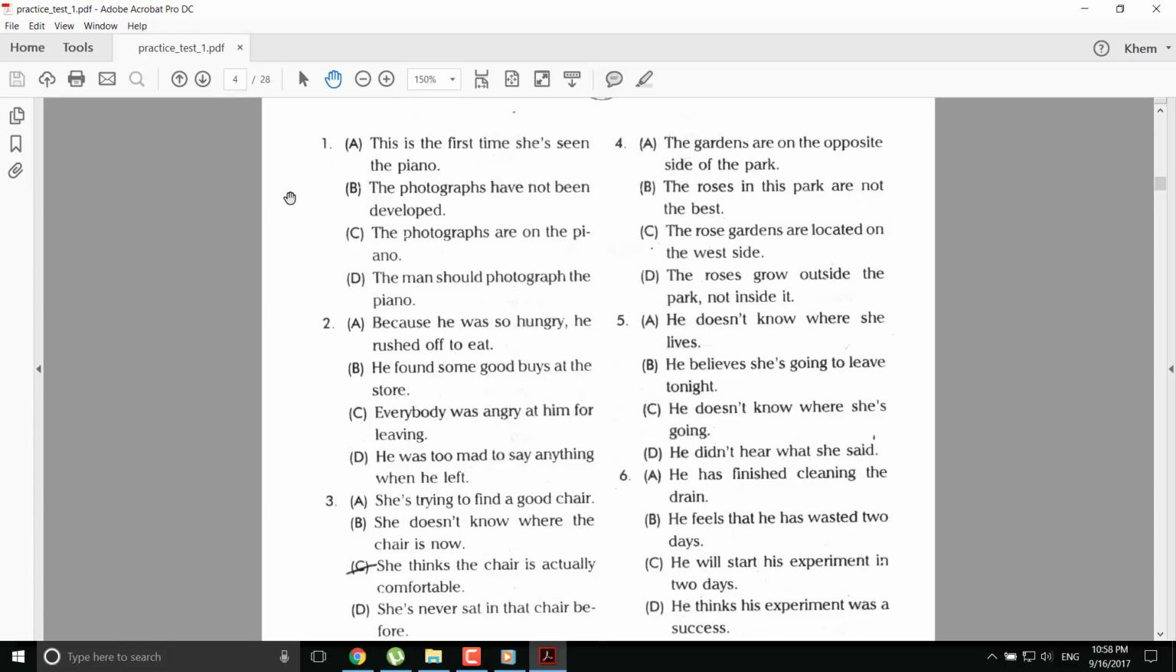Number 1. "I can't find those photographs I just had developed." "I think I saw them on the piano." What does the woman mean? Number 2. "Fred sure was angry." "I'll say. He left without saying goodbye to anyone." What does the man say about Fred?